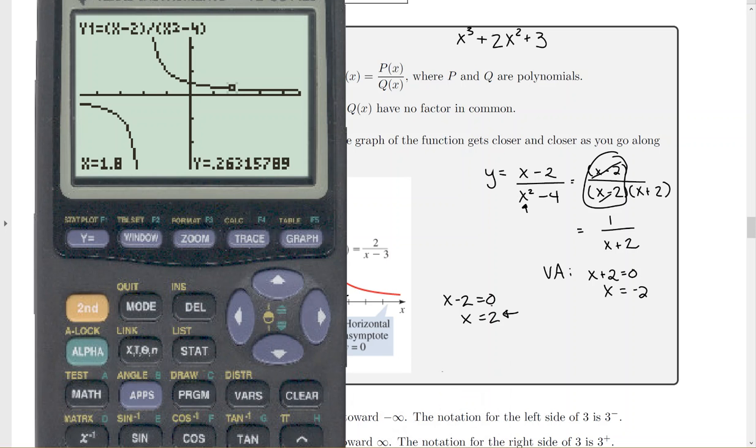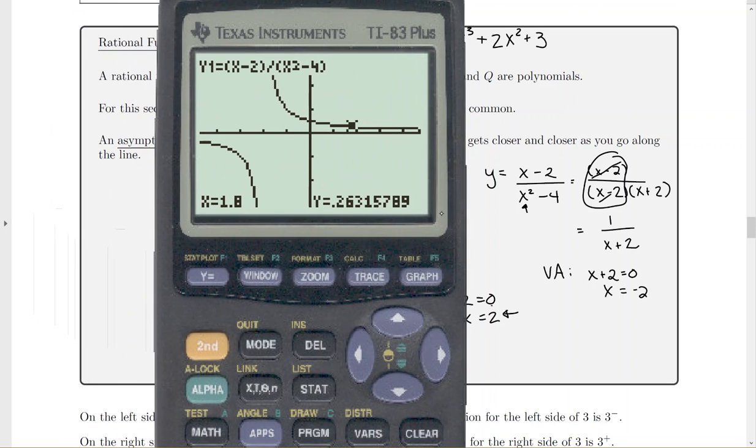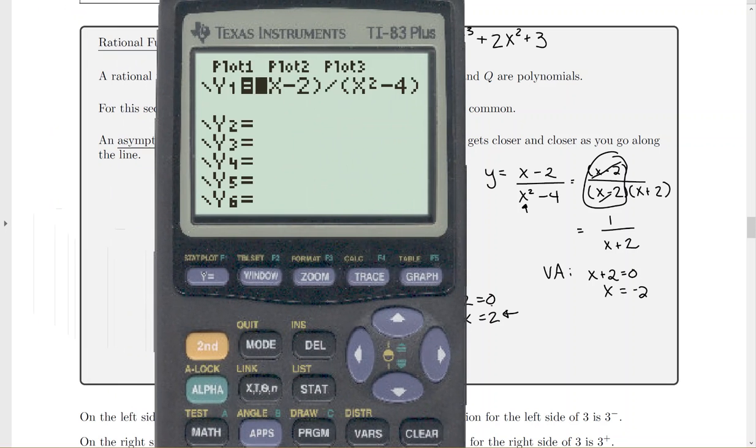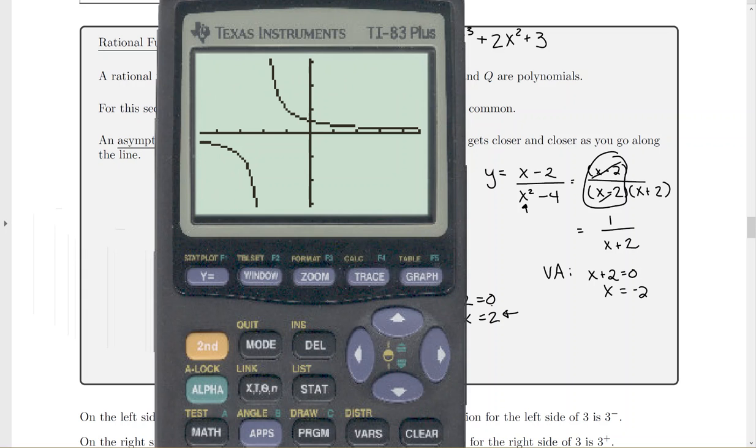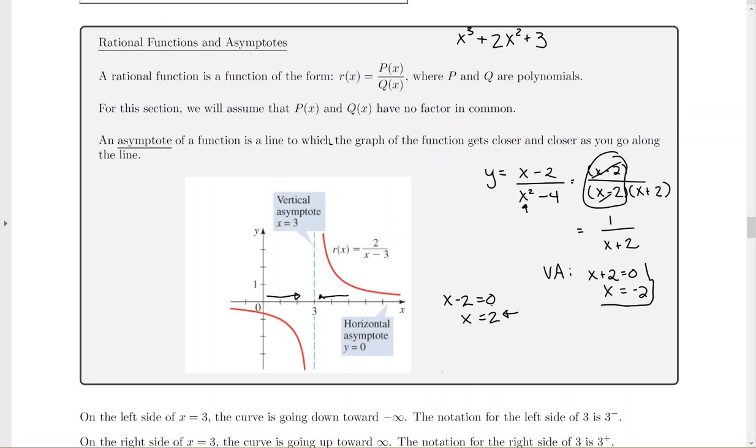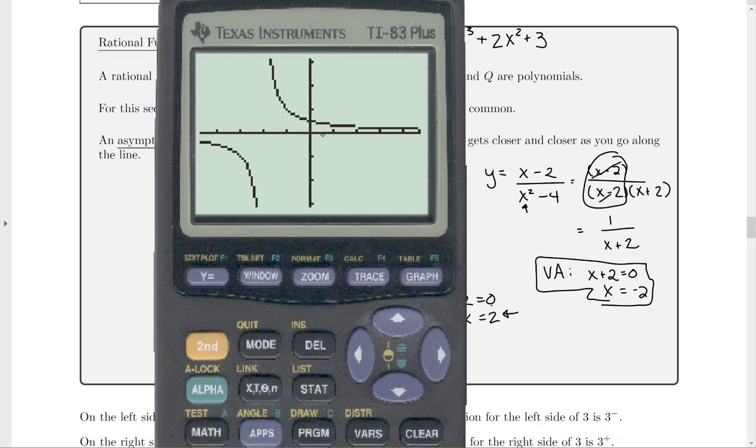Pull up your graphing calculator if you have one. What I did was I typed into the y equals screen x minus 2 divided by x squared minus 4. So if I graph that, that's the actual picture of it. And you can see at x equals negative 2, there's a break in the graph right there. That's where my vertical asymptote's going to be. That's the x equals negative 2 that we found here. All right, but at x equals 2, and you have to look kind of hard for it, there's like a break in the graph.